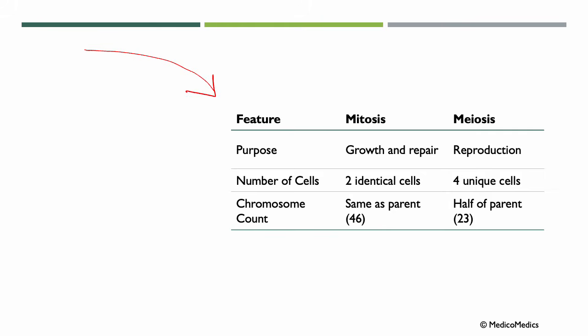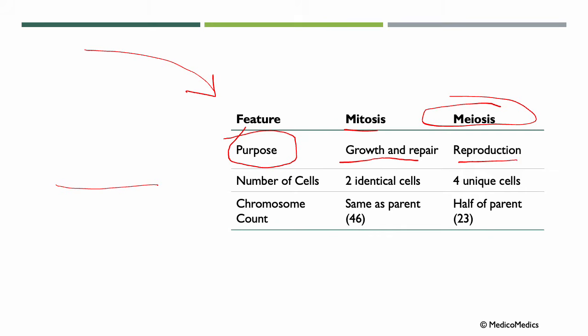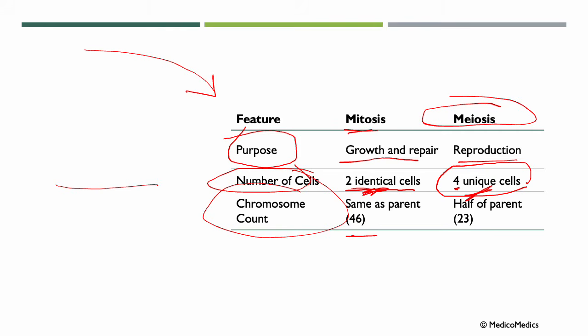So let's put into a table the difference between mitosis and meiosis. The purpose of mitosis is growth and repair, and the purpose of meiosis is reproduction. The number of cells in mitosis is 2 identical cells, and in meiosis, it's 4 unique cells. So the number of cells is different, and they are identical in mitosis and unique in meiosis. The chromosome count is the same as the parent, 46, in mitosis, and in meiosis it is half of the parent, so 23.